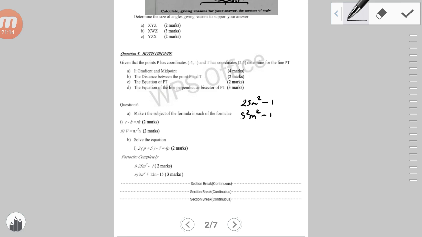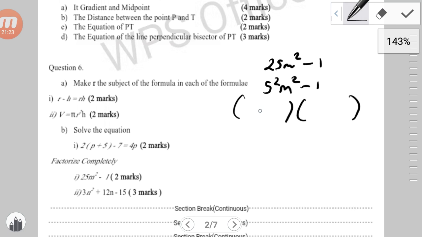The rule when it comes to this is that we open two pairs of parentheses, and we insert a plus in one and a minus in the other, and then we simply distribute the terms evenly across the brackets. So we have 5 here and 5 here, an m here and an m here, and a 1 here and a 1 here, and that's my answer: 5m plus 1 and 5m minus 1.